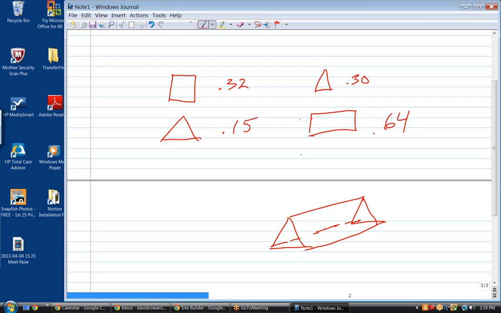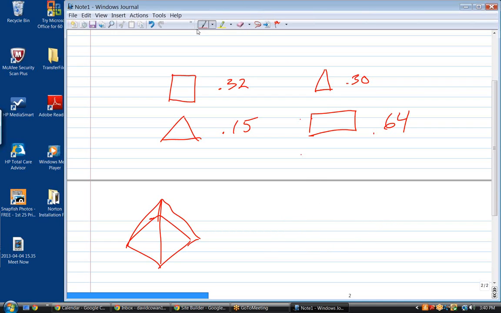So this isn't a correct drawing of it? No. Square-based pyramid? Yeah. Something like that? Yeah. Sometimes it's just the other way around, but that's fine. Okay, shouldn't matter. Yeah. And it's the 15-cent triangles.